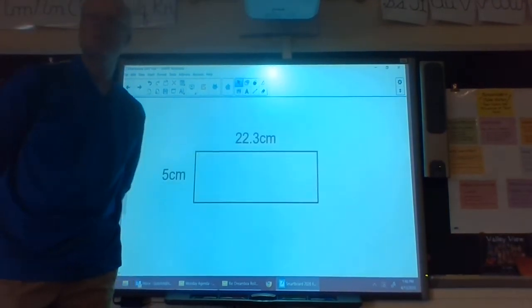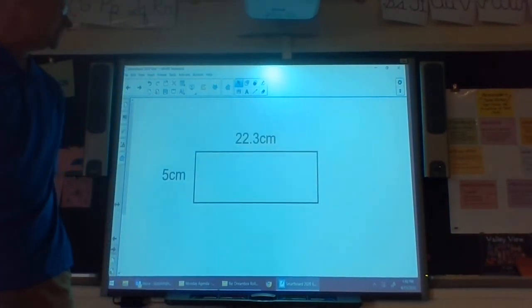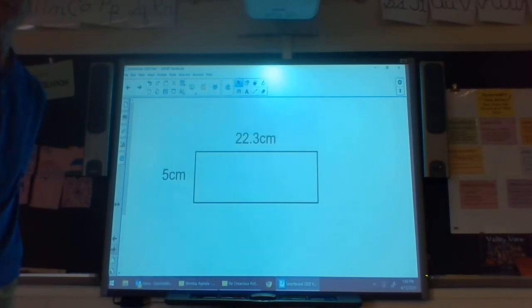Okay, this is your first extra problem today, and it's going to be a perimeter and area problem. Why don't you copy it down, take a couple seconds, figure out the answer, and come back and check with me and see how you did.